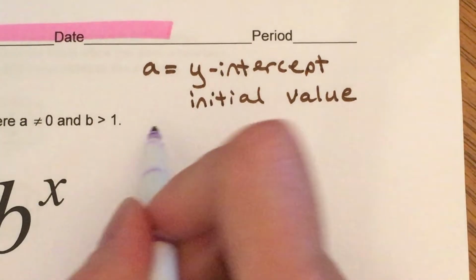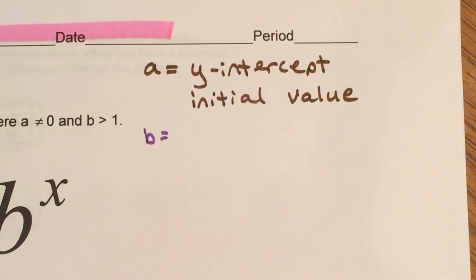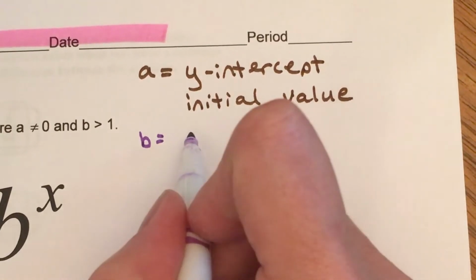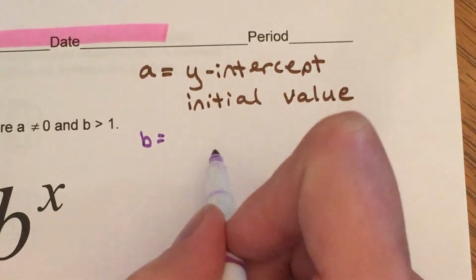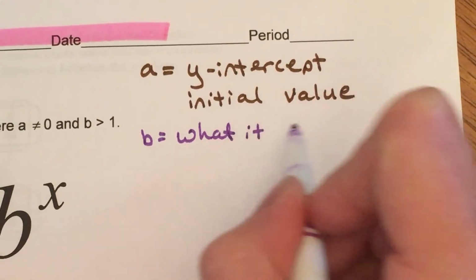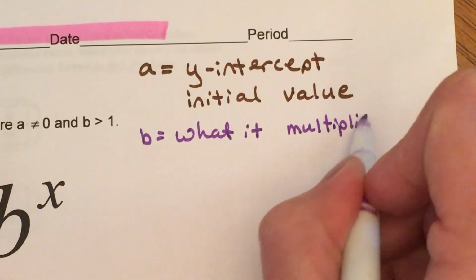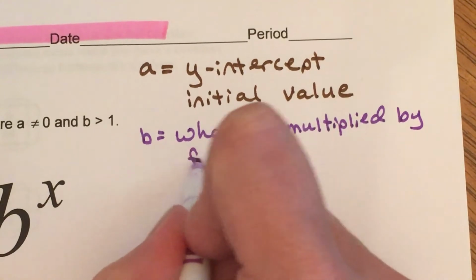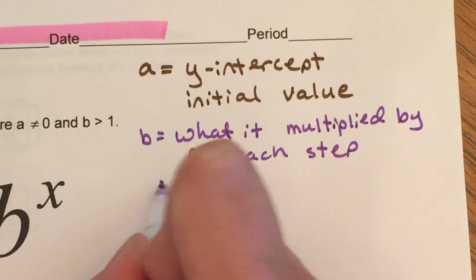Let's talk about B. B is what is happening to that value that you had. And it will be either multiplying or dividing. What it is doing.